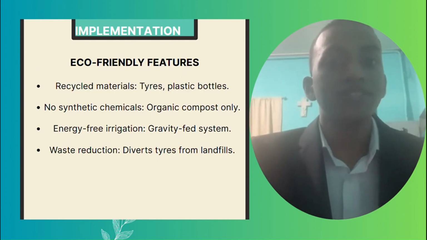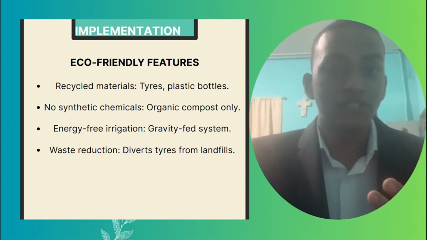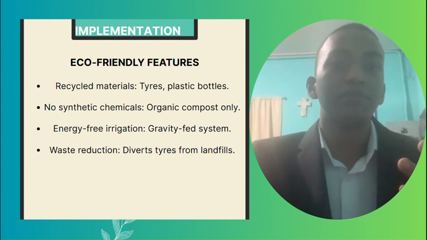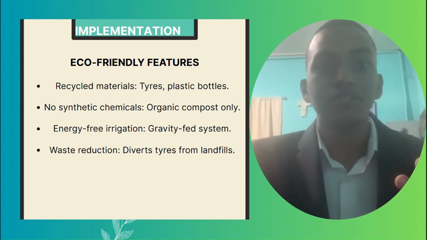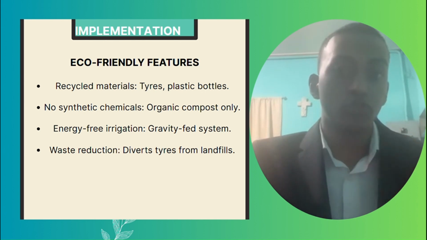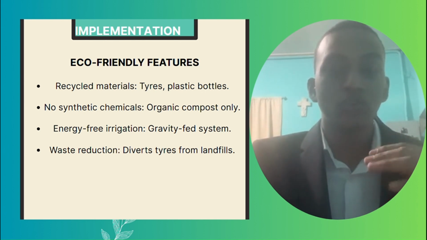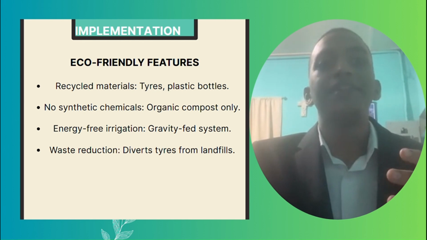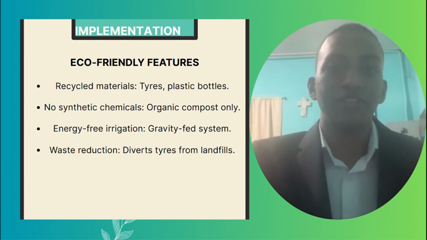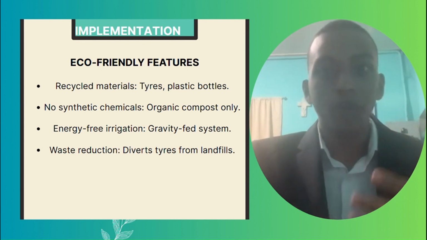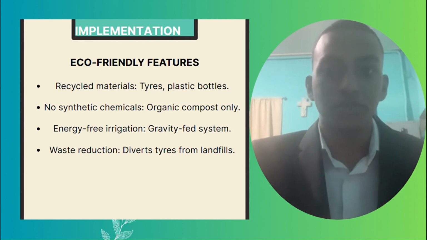In working towards sustainability, our grow box had the following eco-friendly features. Firstly, we use recycled materials such as tires and plastic bottles. There were also no synthetic materials in our grow box project. We only use organic compost, and we also had energy-free irrigation, since all we use for our irrigation system was the plastic water bottle connected to the hose. And in terms of waste reduction, we divert tires from landfills.